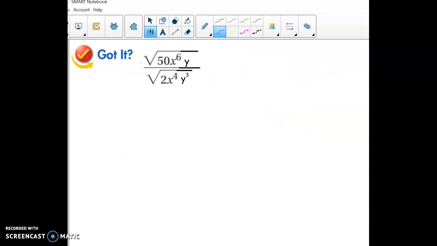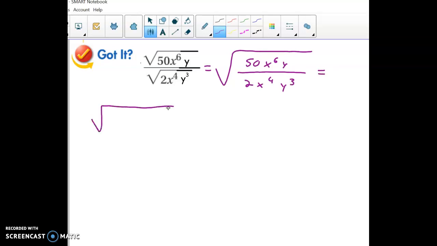All right, slightly different one, but same kind of steps, so pause the video, give it a shot. Okay, so I'm going to start with one giant square root and 50 x to the 6th y over 2x to the 4th y cubed. All right, and so what's a little bit different about this one is we can divide 50 and 2 to get 25 and 1. And then x to the 6th over x to the 4th.